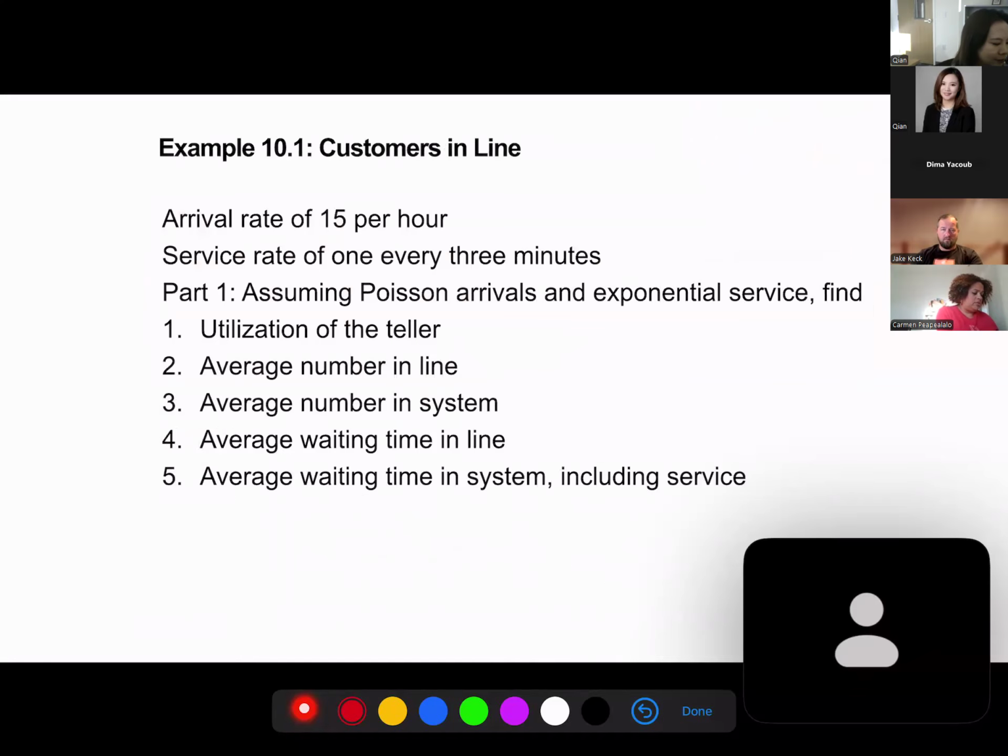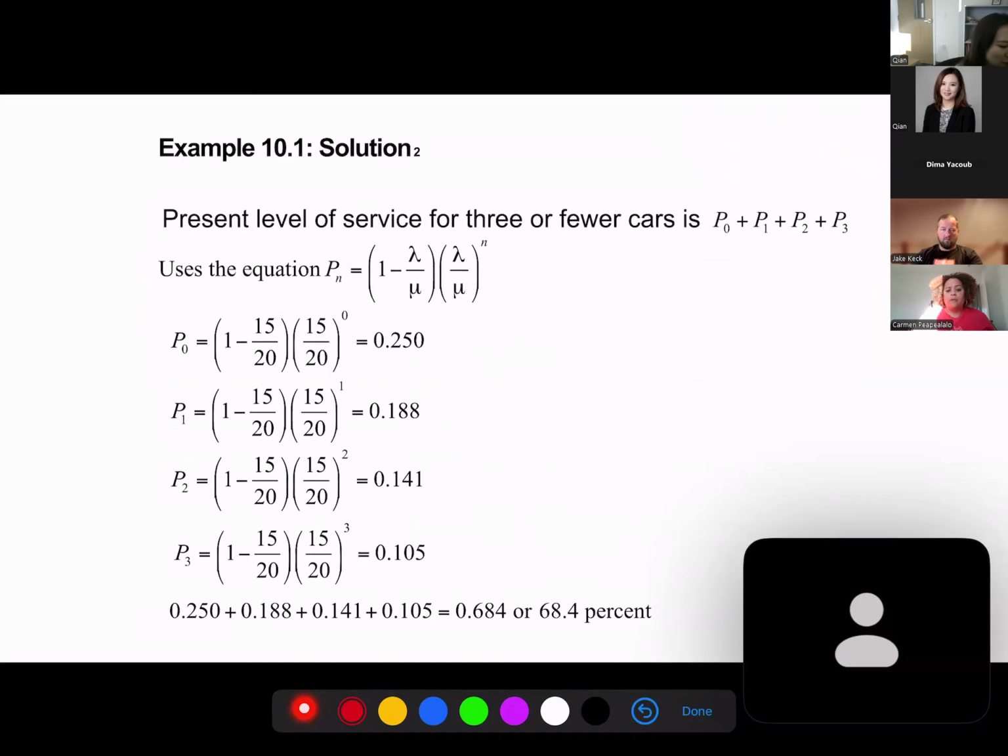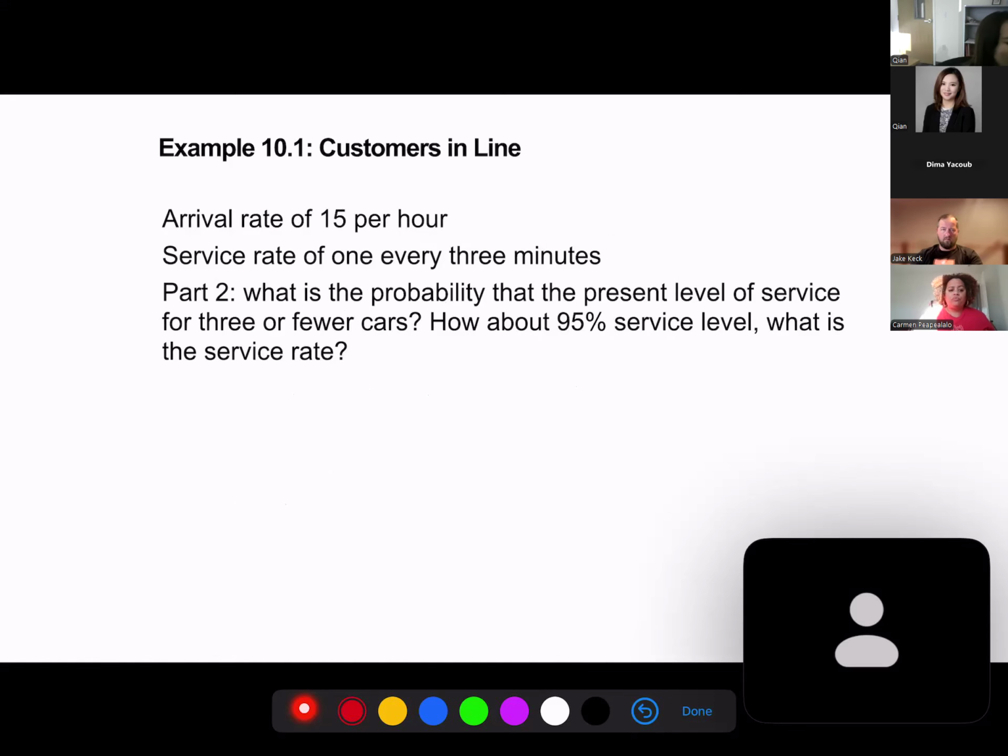So okay, here we go. This is example 10.1, the customers in line. The arrival rate is 15 per hour, while the service rate is every 3 minutes. So the arrival rate is 15 per hour, so lambda equals 15.